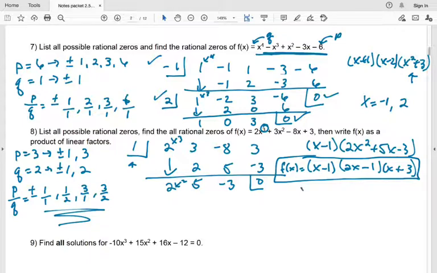My roots are going to be x equals 1 from that first factor, x equals 1/2 from the second factor, and x equals negative 3 from the third factor. And those are my zeros for this function. Again, you can't have any more than 3 because of that x cubed right there. So that's it. Let's do another one.